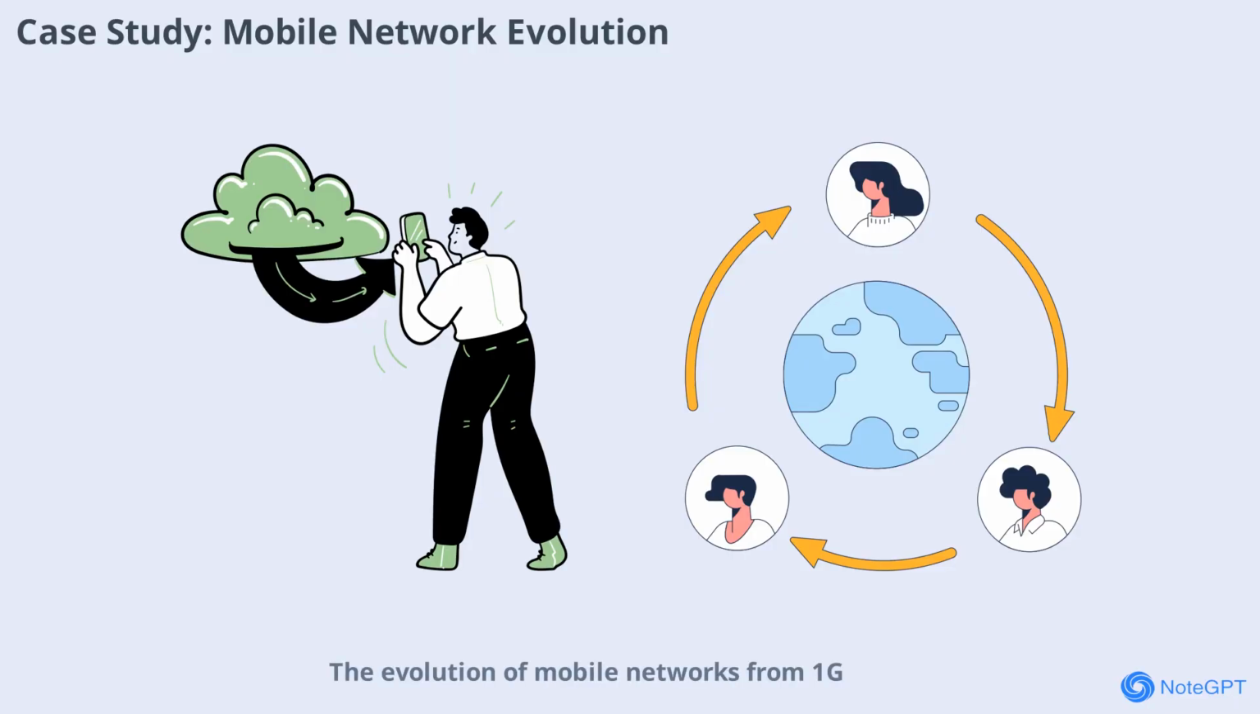Evolution of mobile networks from 1G to 5G demonstrates the power of communication standards. Each generation introduced new capabilities, such as faster data speeds and lower latency, while maintaining compatibility with existing devices. Standards ensured a smooth transition and enabled the rapid growth of mobile communication. This case study illustrates how standardization supports innovation and user adoption.